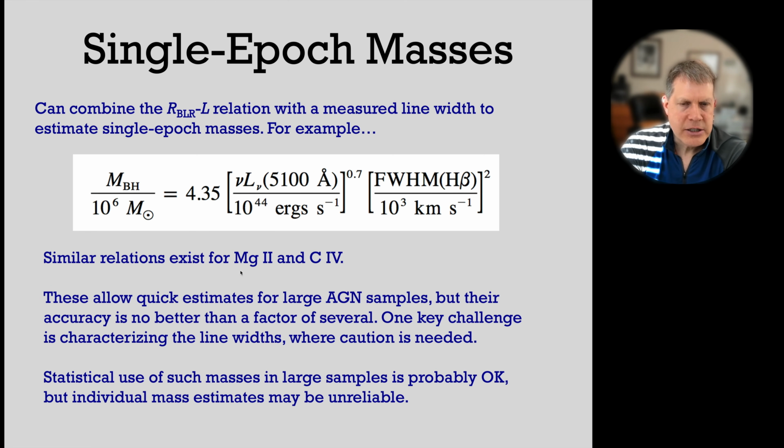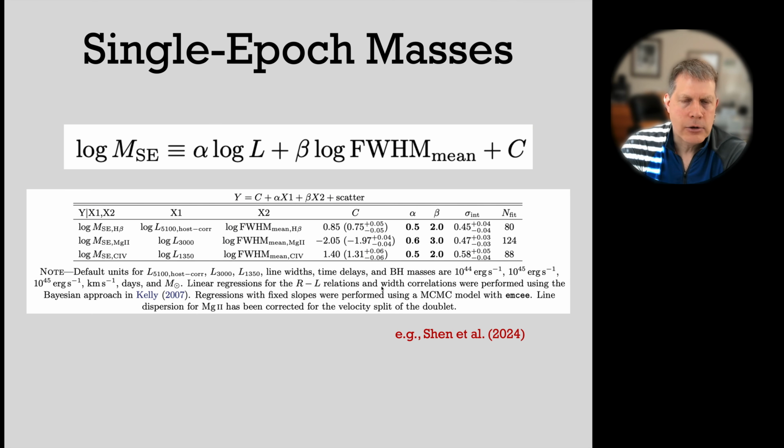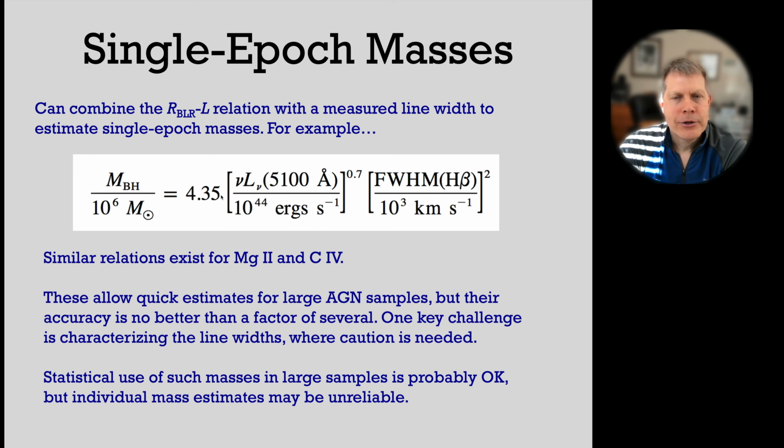Similar relations exist for magnesium-2 and carbon-4. Here are some recently derived relations of this type, where again, for a given line of interest, which can be H beta, magnesium-2, or carbon-4, you plug in these properties with these coefficients, and you have a nifty little equation that'll spit out a black hole mass. Okay, so that's the idea. It sounds great in principle. In practice, it has its ups and downs.